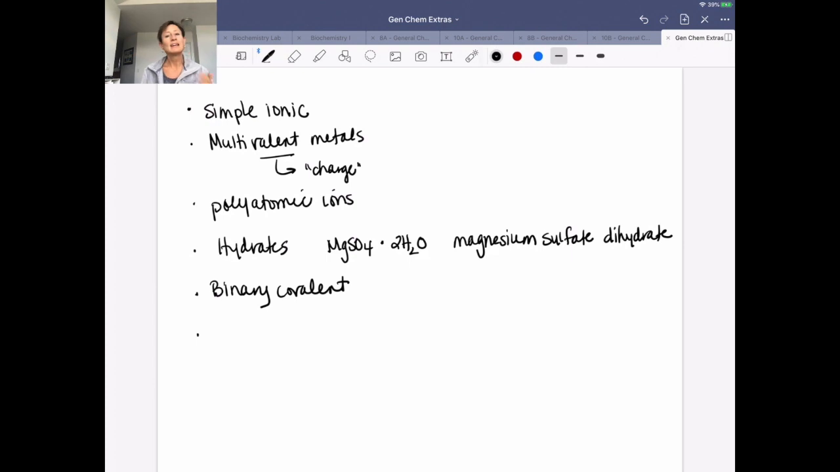The last piece, and it's not going to be part of this video, but something to think about, is acids. So acids are kind of tricky because it builds on having multiple pieces, if you will. So you need to know how to properly name the compound, and then you need to know how to tweak that to name it as the acid. So it's a little bit more involved.